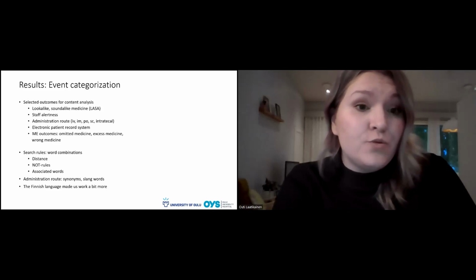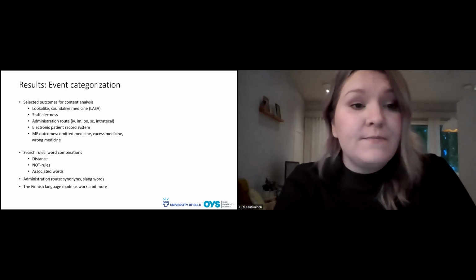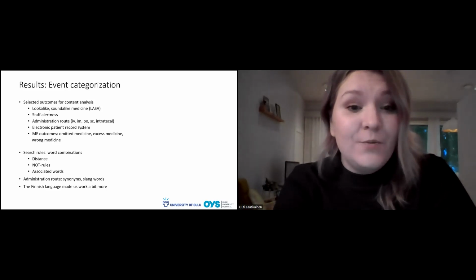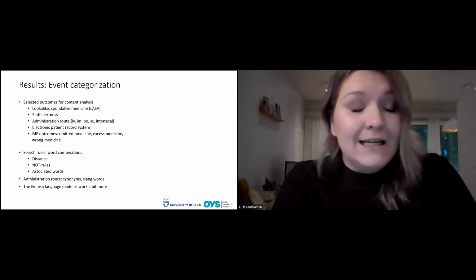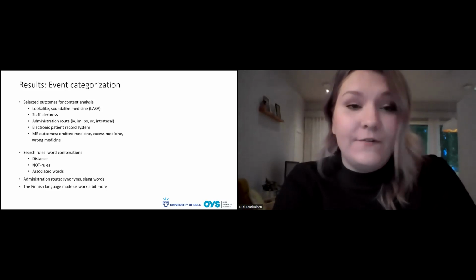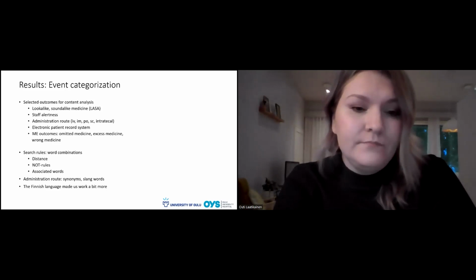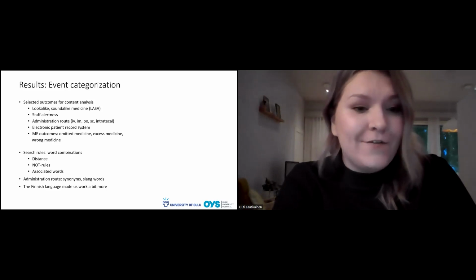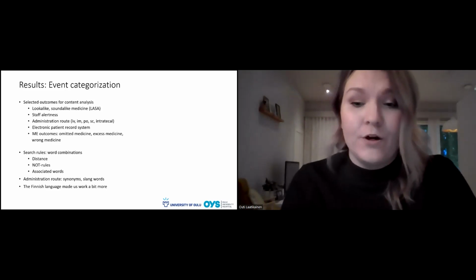And the search rules were basically word combinations, and we used very basic rules, distance rules, and associated words to create the searches. And for administration route, we had to use some synonym words and slang words, because it turned out in the Finnish language you have very many ways to say that you give something intravenously. So overall, our finding of this process was that the Finnish language will make us work a bit more.